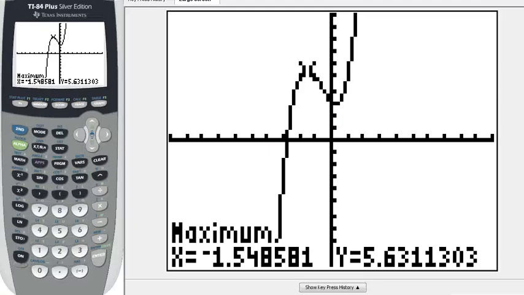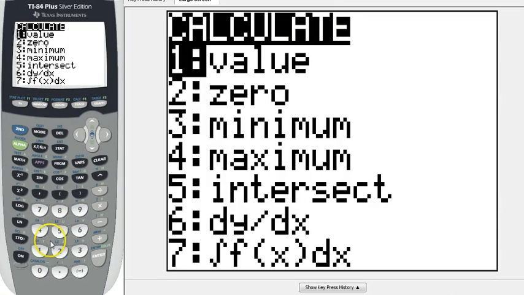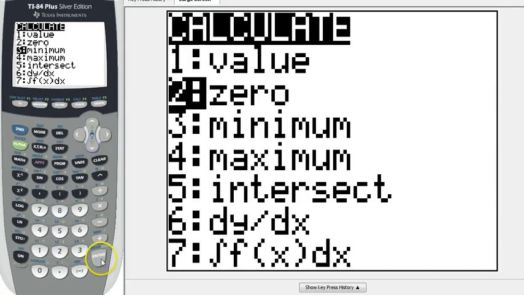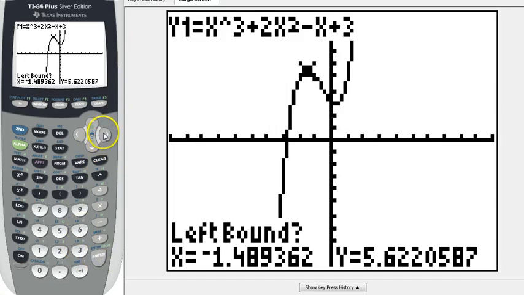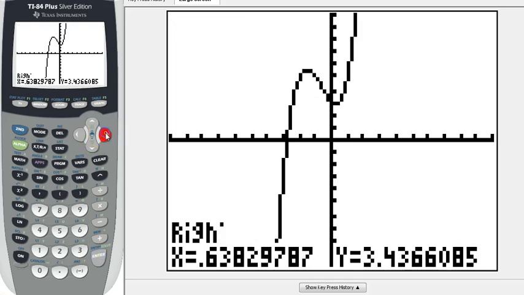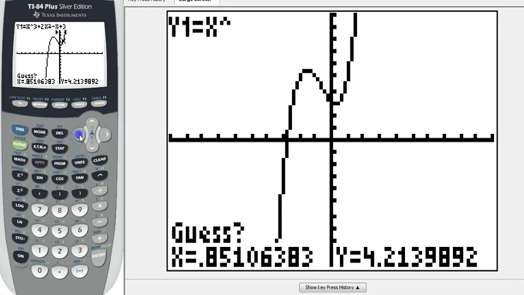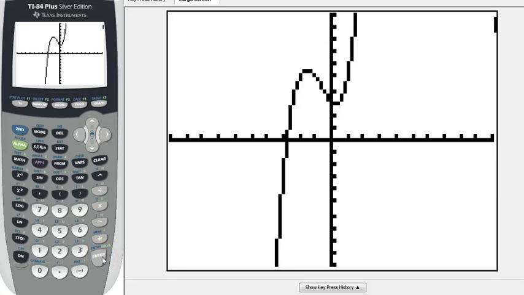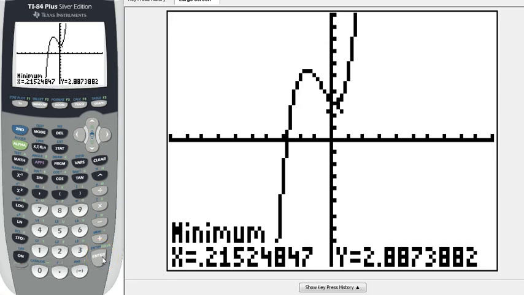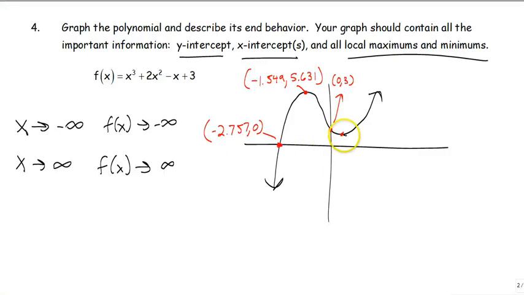So we need the last piece. Second trace, 3 for a minimum. I need to be to the left of the min, which I am. You can hit enter right here. To the right, hit enter, and then the min. And sure enough, that minimum is not 0, 3. So you do need that other point. 0.215 and 2.887. So this minimum is 0.215 comma 2.887.